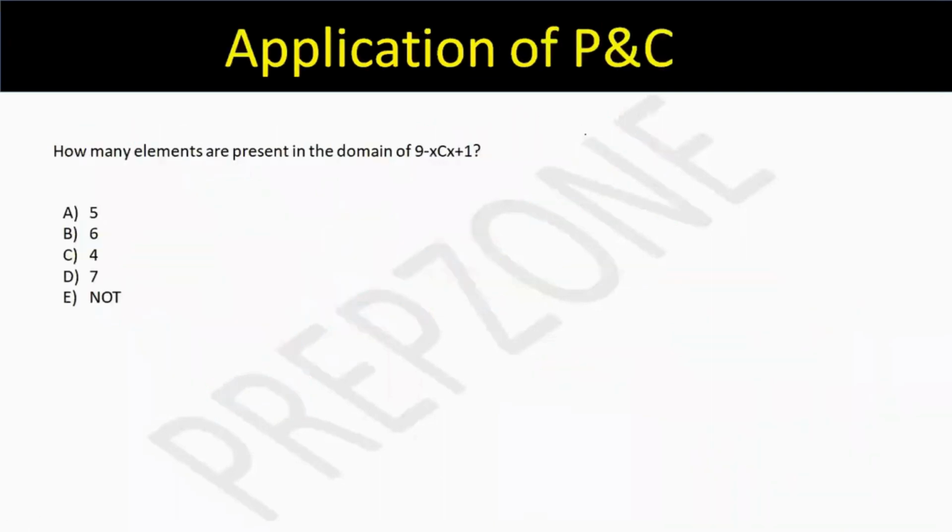Please solve this. Again, CAT 2021 type question. It is 9 minus x c x plus 1. How many elements are present in the domain of this? How many? ठीक है, which is fine. How many elements are present in the domain of this? A very good question.